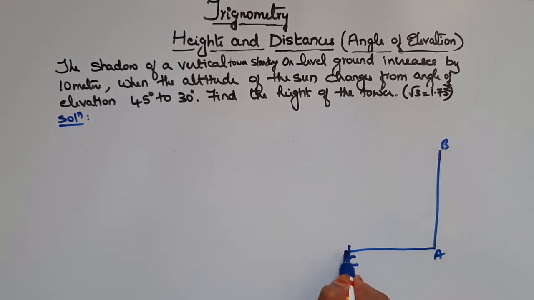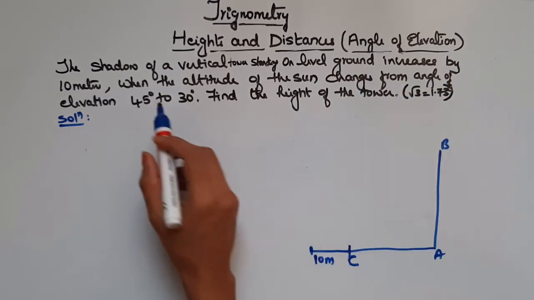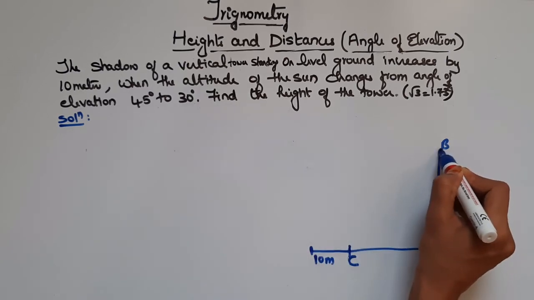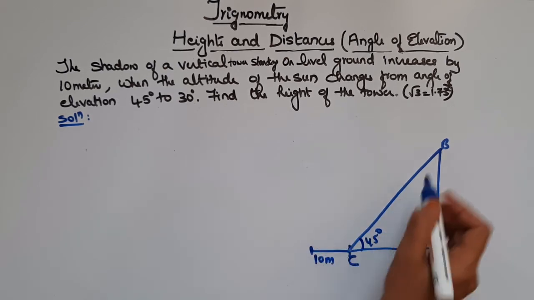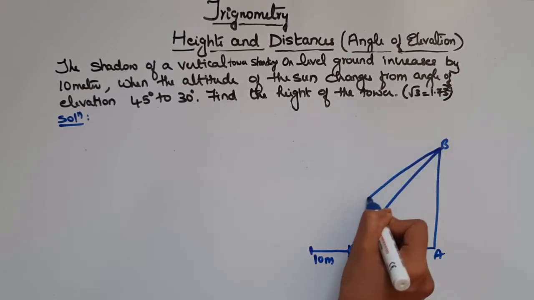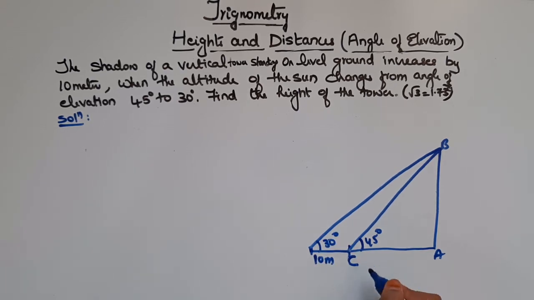So the shadow of this tower is increased by 10 meters when the altitude of the sun changes from the angle of elevation of 45 degrees to 30 degrees. When it was 45 degrees, the angle of elevation is this, and the shadow was CA, right? When it changed from 45 degrees to 30 degrees, the shadow has increased by 10 meters. Agreed? I hope you got the point, right? So let's take this point as D.